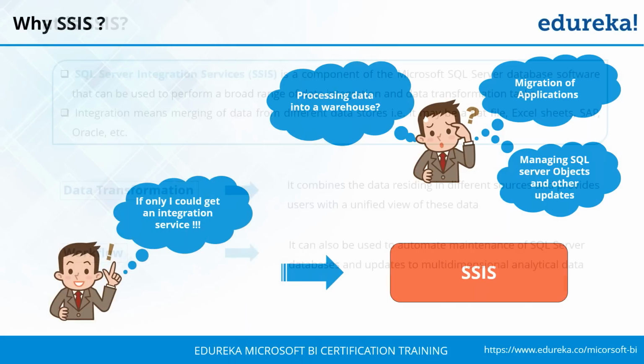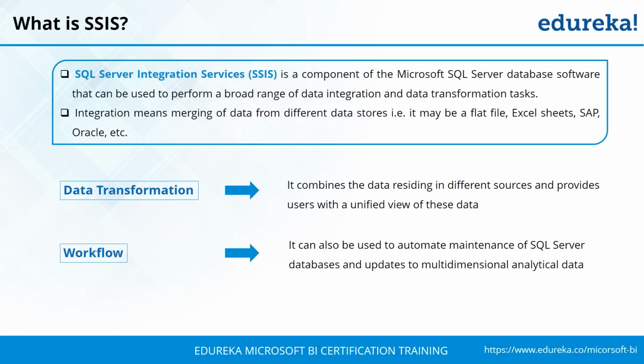SQL Server Integration Services, better known as SSIS, is a component of our SQL Server database software that can be used in a broad range of data integration and data transformation tasks. So you can integrate your data as well as transform your data. Integration means merging data from different stores. It can be from a flat file, from Excel, from SAP, Oracle, anything. SSIS supports all these different data sources. So you ingest your data from there.